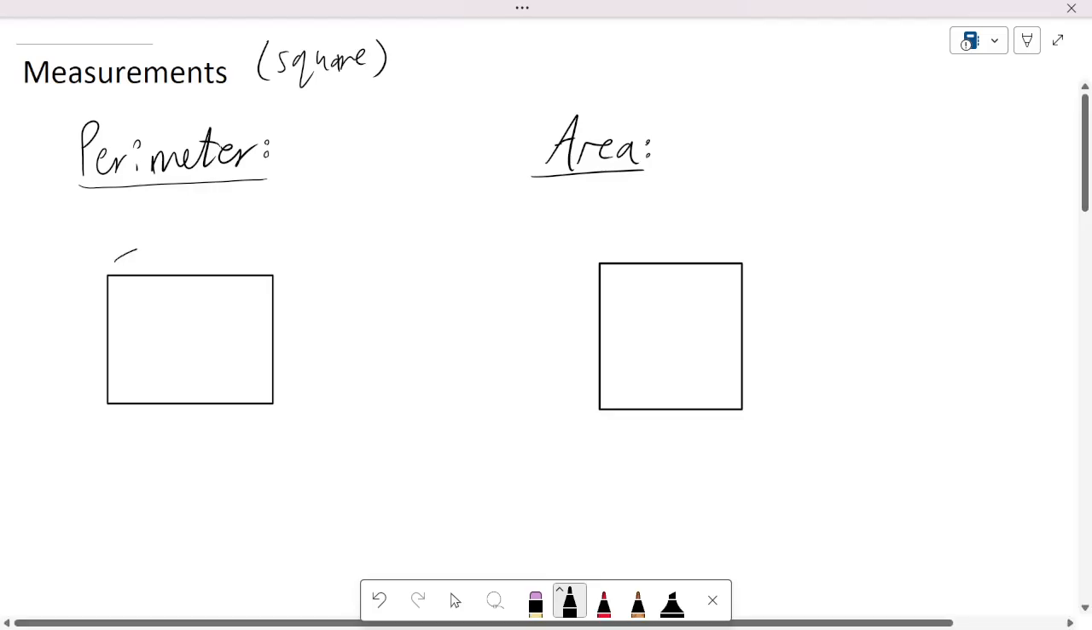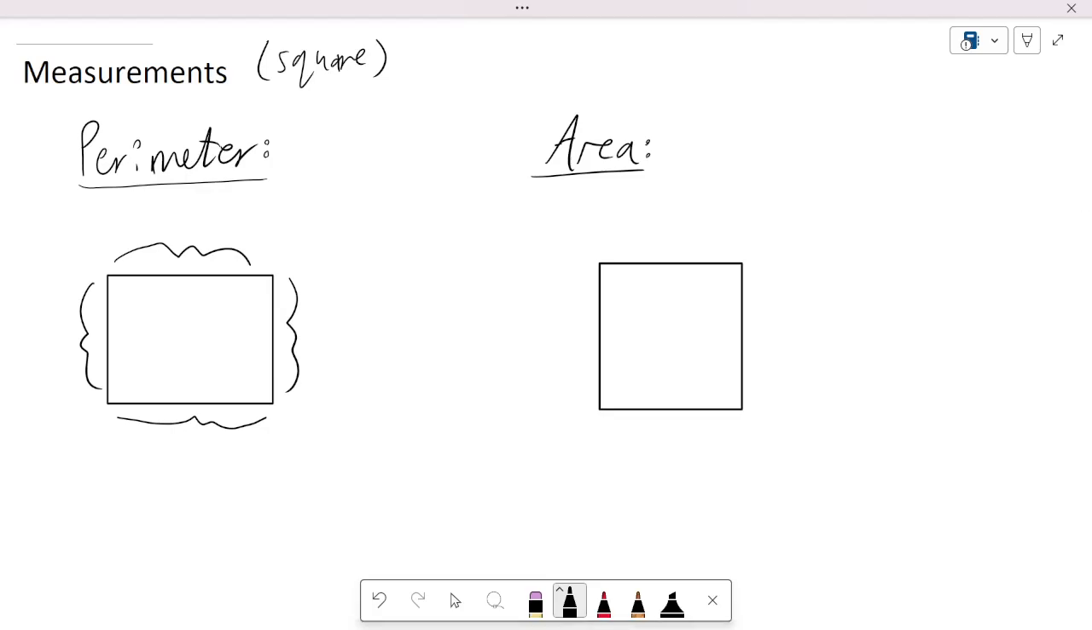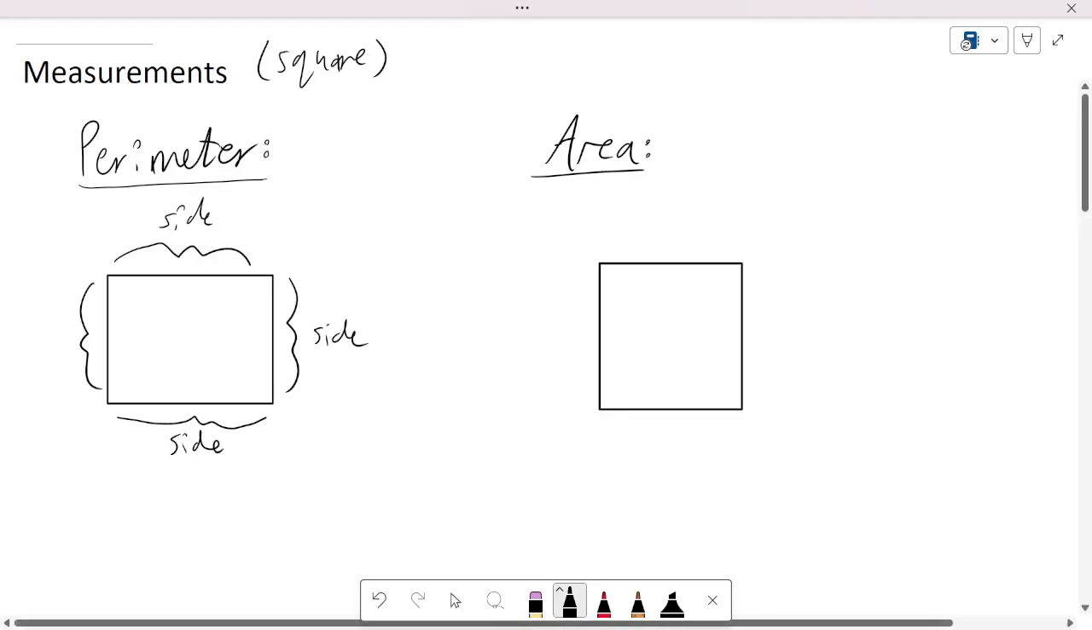The perimeter would normally be all of the sides added together. We want to cover the total measurement of the outside of the shape. In this case, it would be this side plus this side plus this side plus this side, and we would call that side 1, 2, 3, and 4. So the perimeter of the square would just be equal to side 1 plus 2, or we can just call it side, because all of these sides are equal in length. So it'll be side plus side plus side plus side.